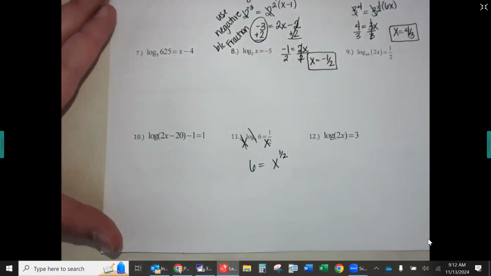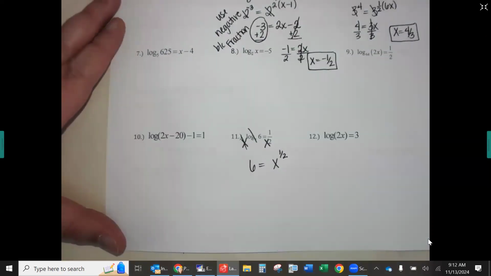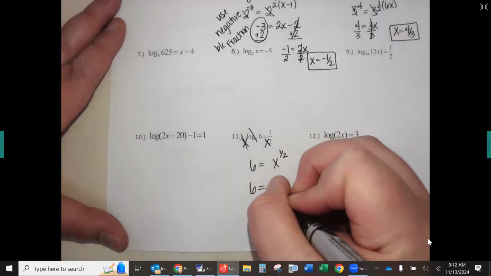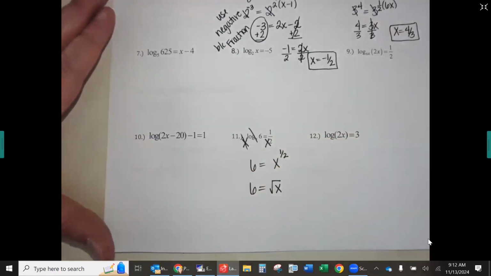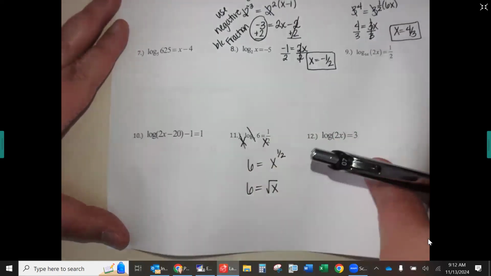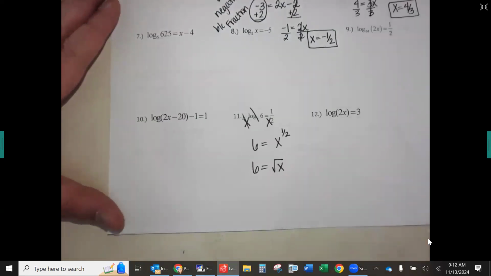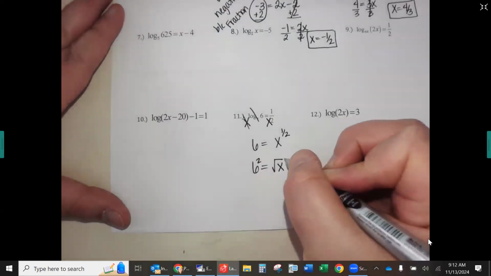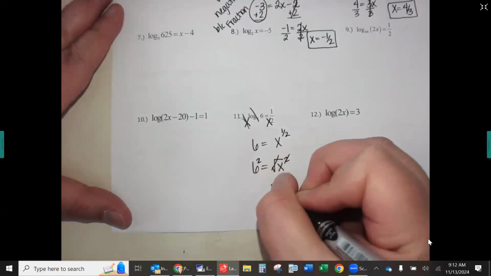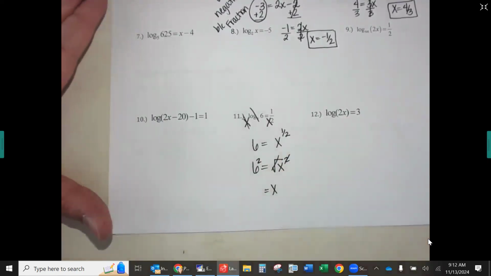Okay, from there, what is a half power the same as? Square root. So really, this is 6 equals square root x. And how can I undo a square root if I'm trying to solve? Square both sides. Very good. So I do squared, squared. The square root and the squared are going to cross each other out. And I have x equals 6 squared.